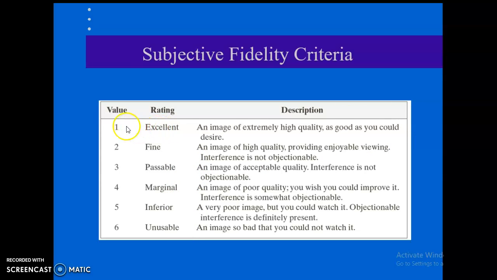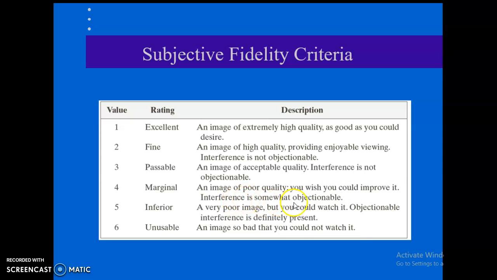Description. For value 1, excellent: an image of extremely high quality, as good as you could desire. Value 2, fine: an image of high quality, providing enjoyable viewing. Interference is not objectionable. 3, passable: an image of acceptable quality. Interference is not objectionable. 4th, marginal: an image of poor quality. You wish you could improve it.